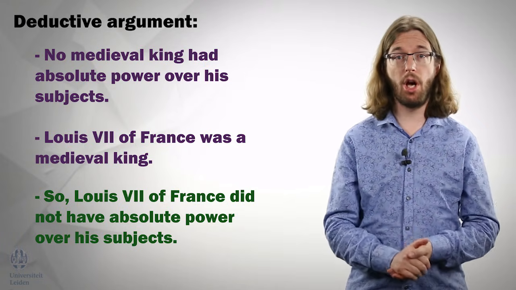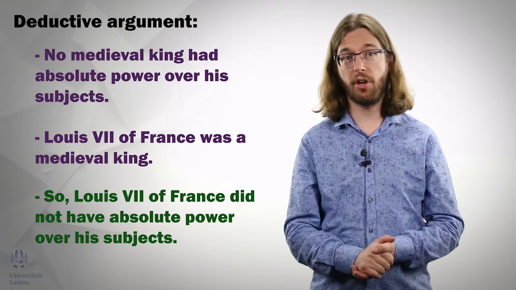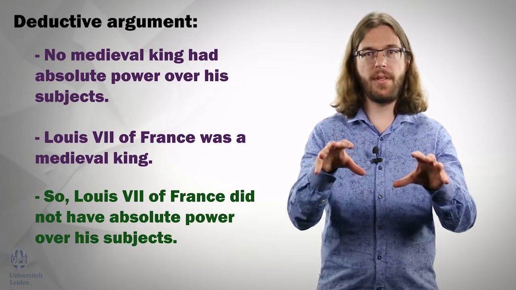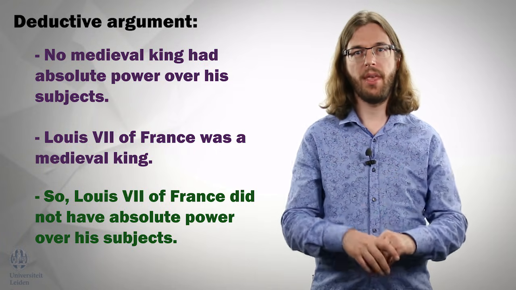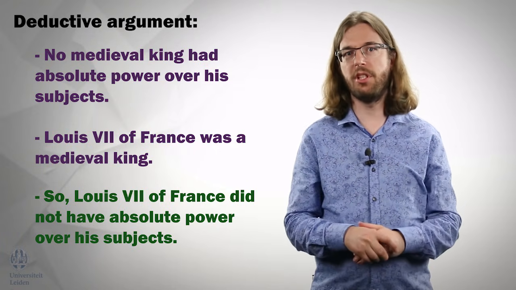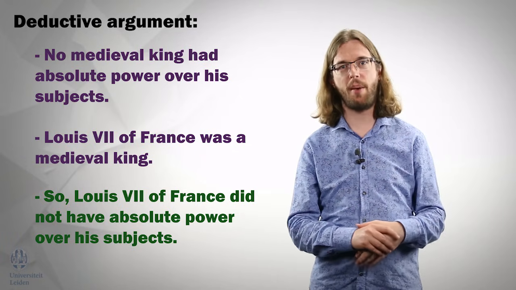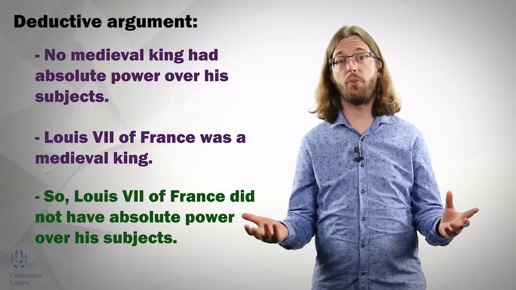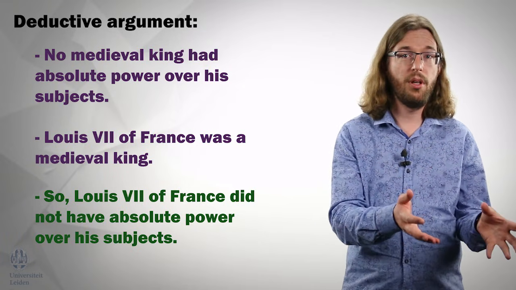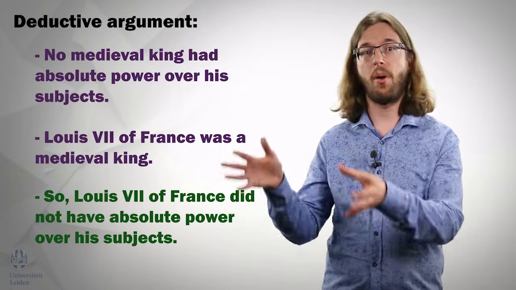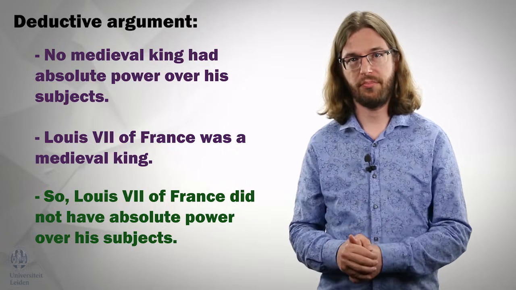Returning to our original example, we can see that this is a deductive argument. It is true that medieval kings did not have absolute power. And if it is true that Louis VII was a medieval king, then it must be true that he did not have absolute power. Or in other words, if he did have absolute power, then one of those two premises must be wrong. I'll come to the definition of inductive arguments in a moment, but first I want to point out two interesting features of deductive arguments.